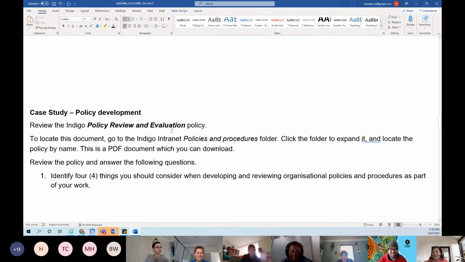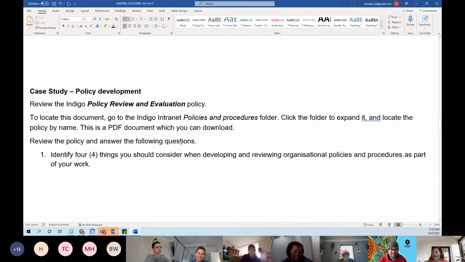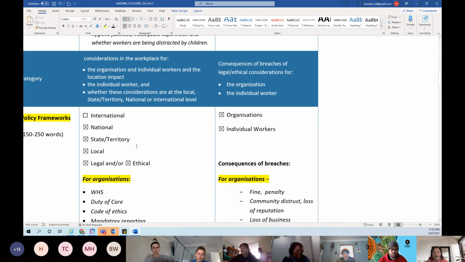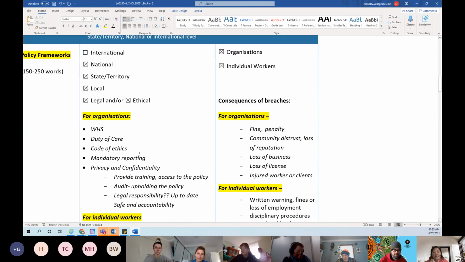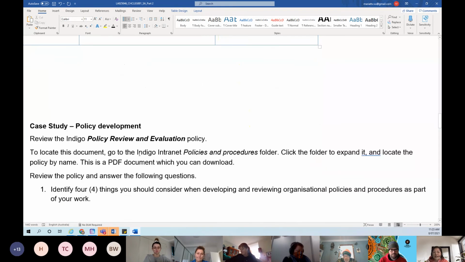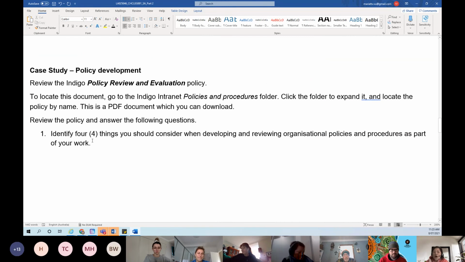Moving on to the very last question around policy development, okay? Now, I think we've done well in unpacking policy frameworks up here because it will help us answer some of these questions below, okay? You know more than you think. Okay, first question here. Identify 4 things that we need to consider when we're developing and reviewing policies, okay?